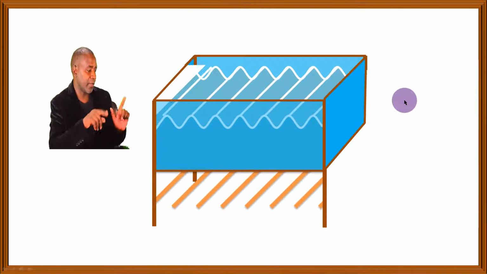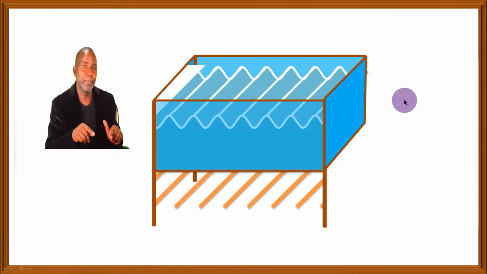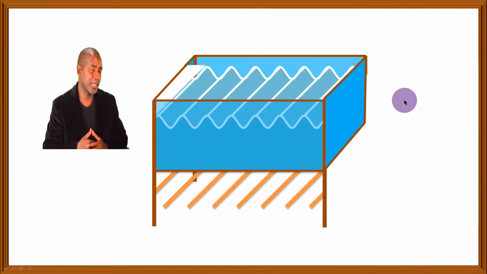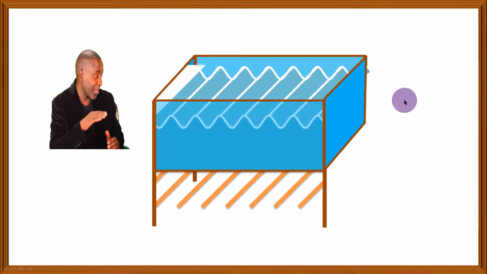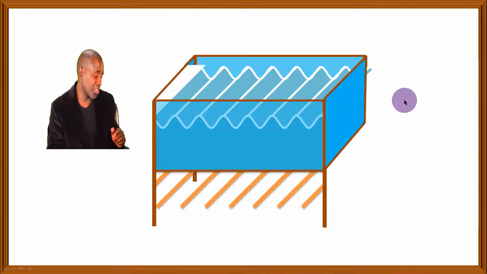You can see I have a beautiful frame for my whiteboard. I have the ripple tank there, and I have the waves which are moving. And at the bottom, the students are able to see this.